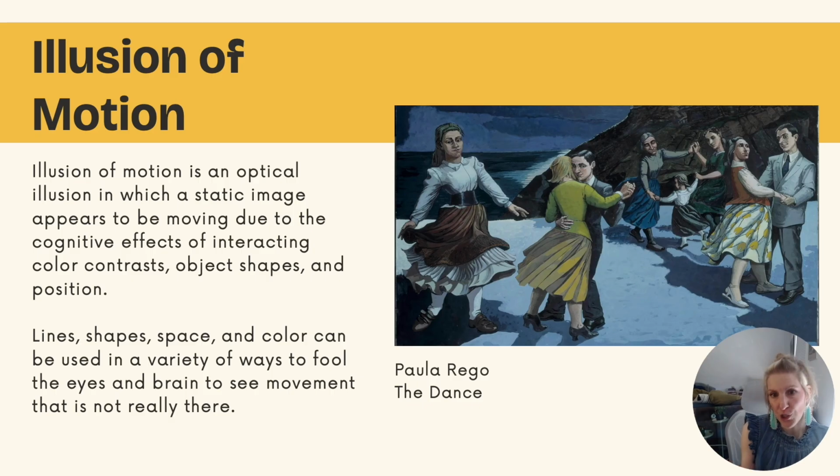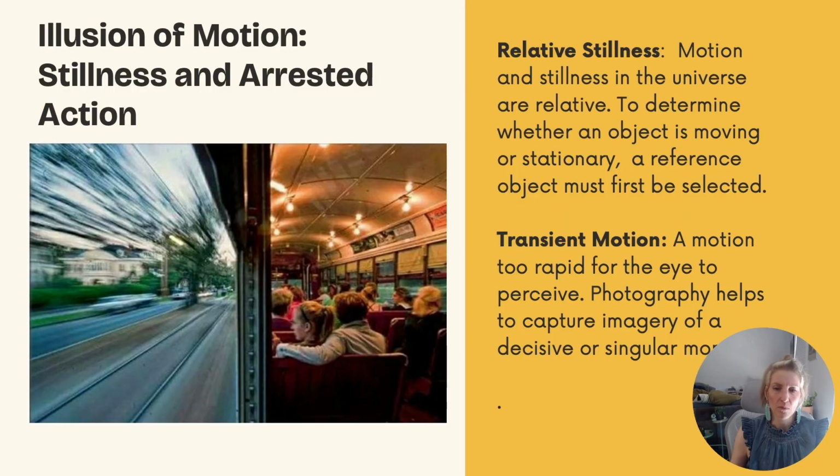Next up, we have illusion of motion. That's very much related to the principle of rhythm. So illusion of motion is an optical illusion in which a static image appears to be moving due to the cognitive effects of interacting color contrasts, object shapes, and position. Lines, shapes, space, and color can be used in a variety of ways to fool the eyes and brain to see movement that is not really there. Remember, we talked a little bit about kinesthetic empathy. So there's lots of different ways that we achieve this illusion of motion.